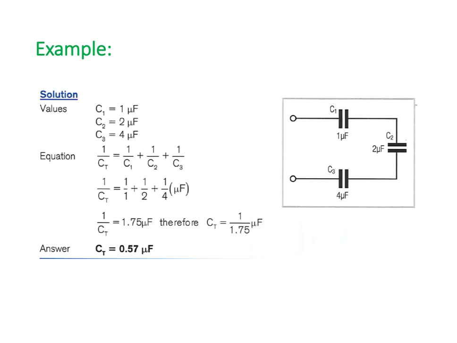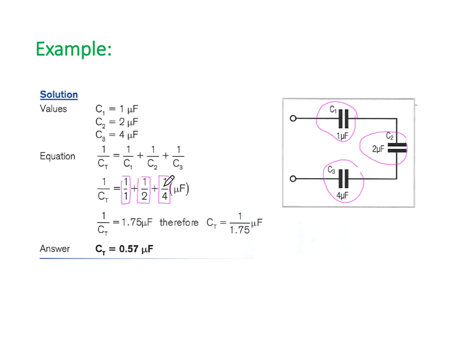You might want to pause the video here and have a go yourself, but I'm going to go quickly through and explain the math. We've got our three capacitance values, pretty obvious: 1 microfarad, 2 microfarads, and 4 microfarads. We can't just simply add them up because they're in series. So we've simply got to take 1 on 1, 1 on 2, and 1 on 4. That's our inversion.